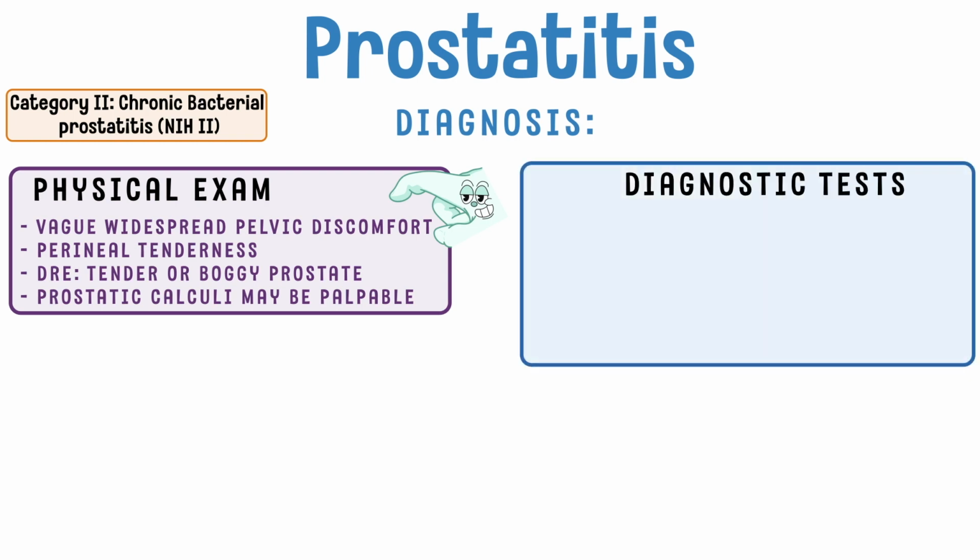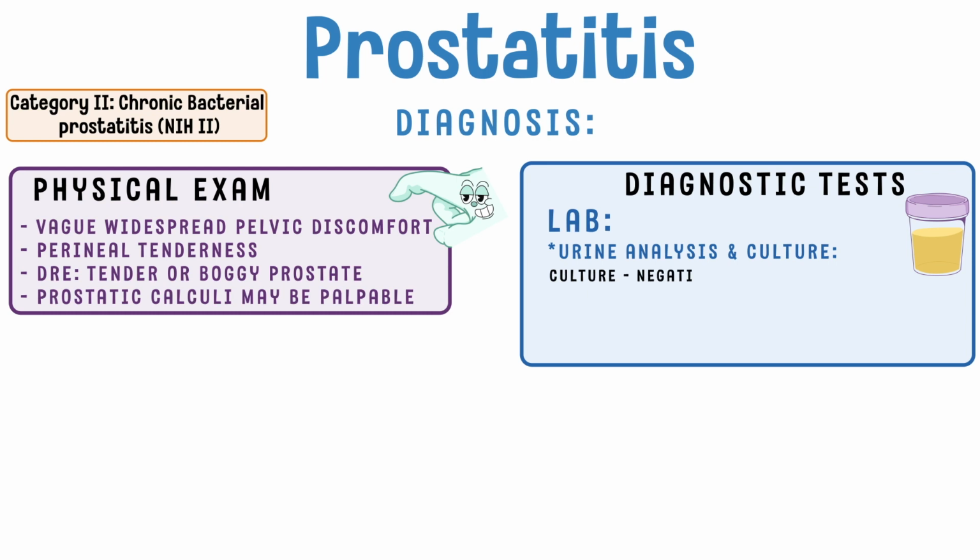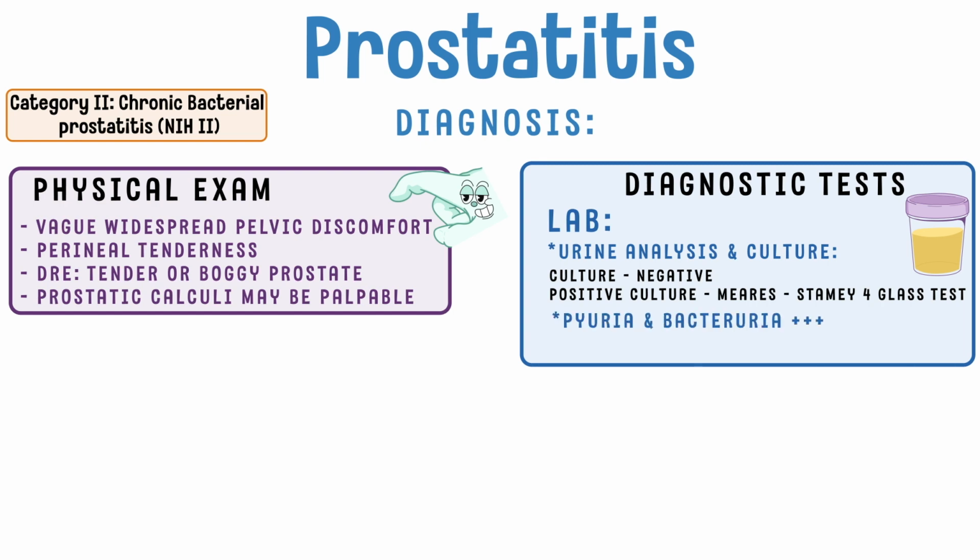Diagnostic tests begin with laboratory tests that include urinalysis and culture. Routine urine culture may be negative. A positive culture may be obtained as part of the Meares-Stamey 4-glass test. Pyuria and bacteriuria may be present. PSA may be elevated in the setting of prostate infection and should not be obtained until the infection clears.